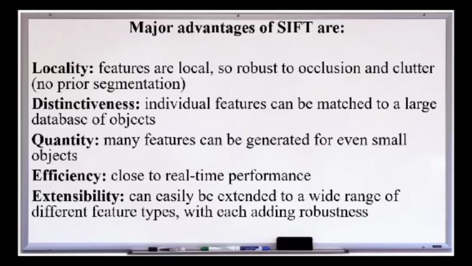Major advantages of SIFT are locality. Features are local, so robust to occlusion and clutter, with no prior segmentation. When we say robust, it is the quality or condition of being strong and in good condition. Distinctiveness. Individual features can be matched to a large database of objects. Quantity. Many features can be generated for even small objects. Efficiency. Close to real-time performance. So SIFT is very reliable to use. Extensibility. It can easily be extended to a wide range of different feature types, with each adding robustness.